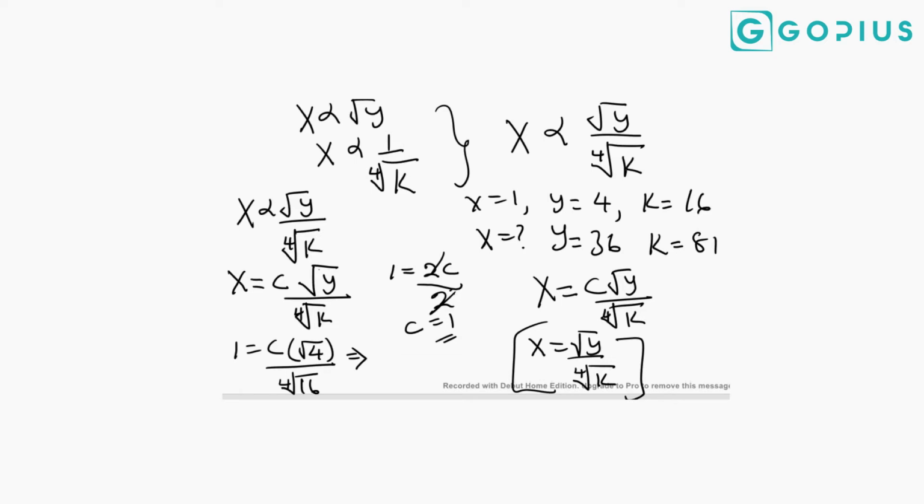Sometimes in the exams, the examiner, of course, can ask you to find the formula connecting the variables. That is that. Alright, the second part of the question, we're asked to find the value of x when y is equal to 36 and k is equal to 81. Okay, so the formula connecting the variables is x is equal to square root of y divided by fourth root of k. Now y is equal to 36 and of course k is equal to 81. We are asked to find the value for x.